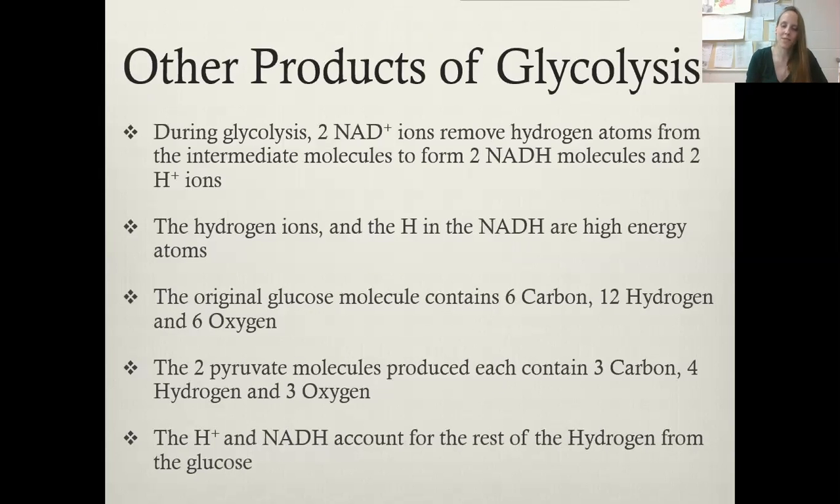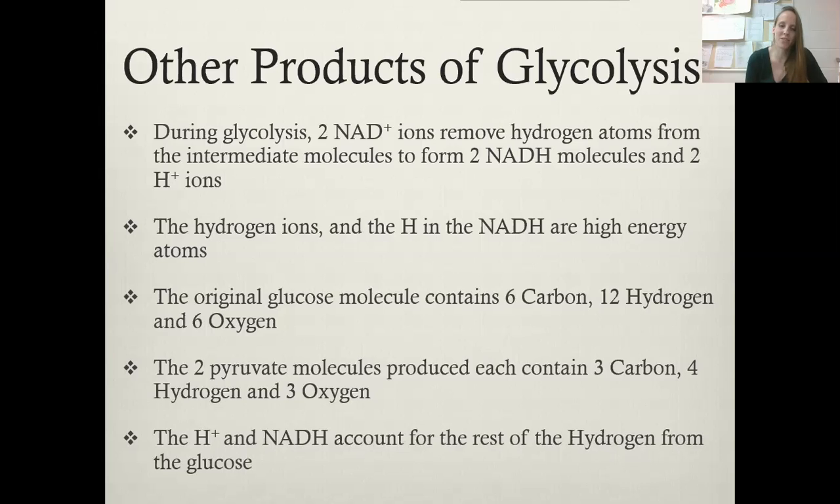During glycolysis, we also have 2 NAD+ that come in. They are reduced because they're going to get some hydrogens and, more importantly, some electrons. So they're going to form 2 NADH molecules. You also have some hydrogen ions that are going to be floating around. The NADH are high energy. They are going to contain high energy electrons.